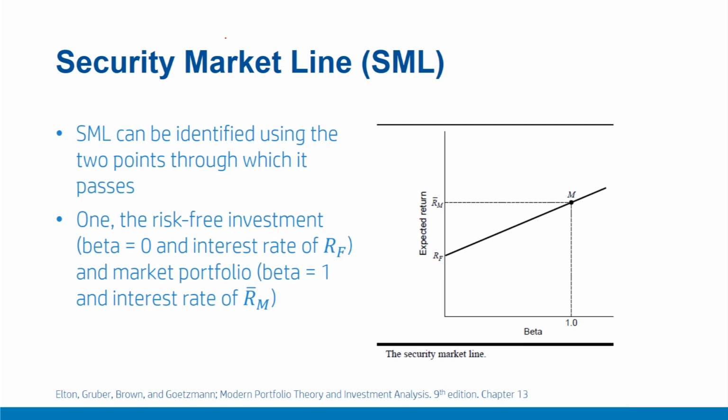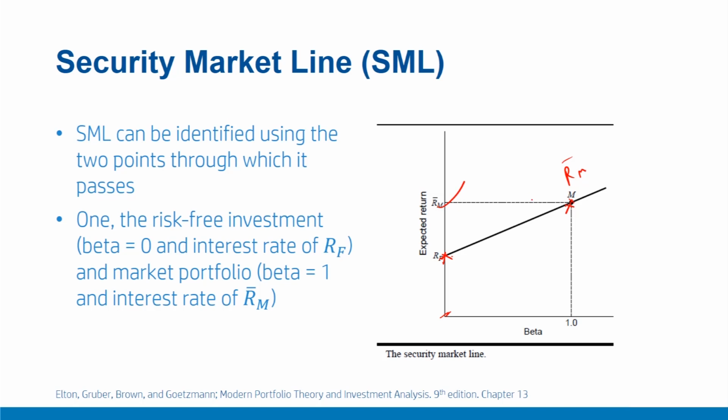Now, a very important question is how to identify this SML. The SML can be easily identified using two points through which it passes. The first point corresponds to the risk-free investment, which is this Rf. It has a beta equal to 0. It is the risk-free or riskless asset. The second point corresponds to the market portfolio, which is this M point. It has a beta of 1 and expected return of Rm bar.